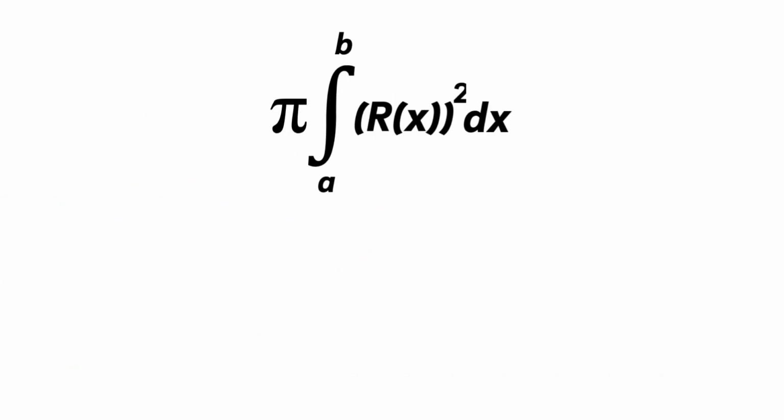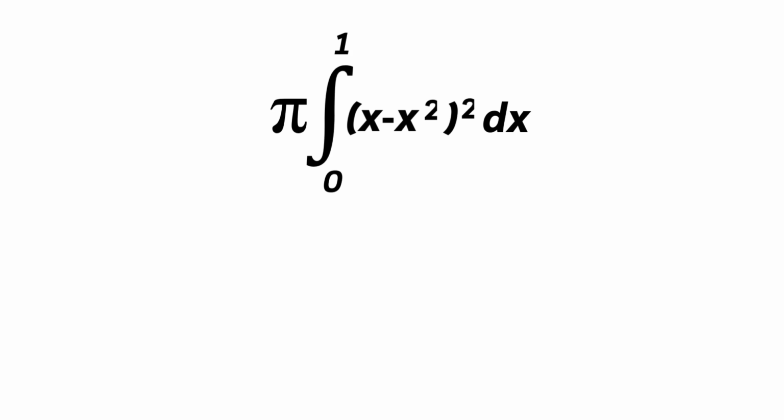All right, so the disk method formula, we're going to have a pi out in front of our integral. It will be the integral from a to b of big R of x, the quantity squared, dx, where R of x is the distance from the curve to the line of rotation. So in this case, we're going to have from 0 to 1, because that's the intersection on the x-axis, and we're going to put in our curve, x minus x squared, that is our big R of x, and we're going to square that.